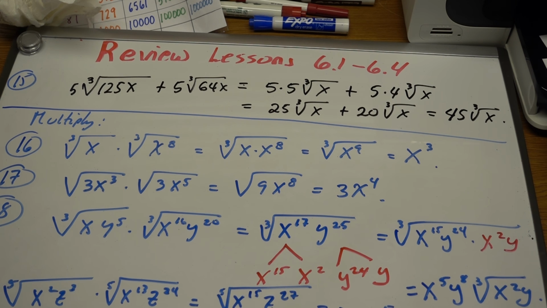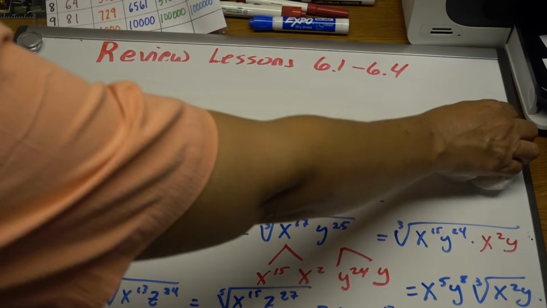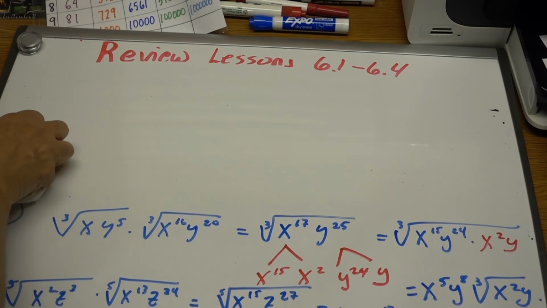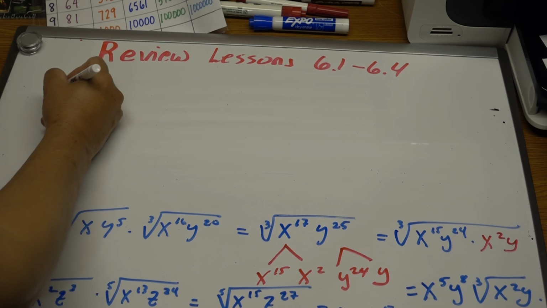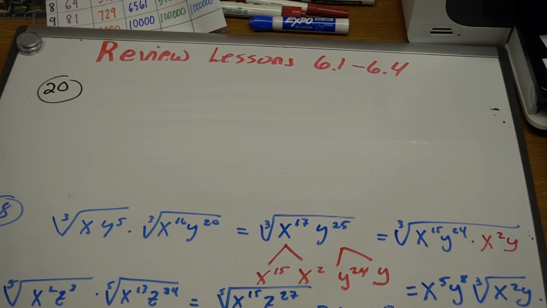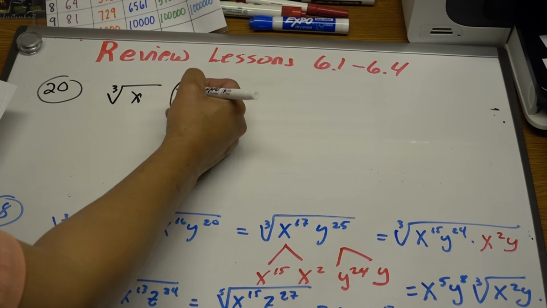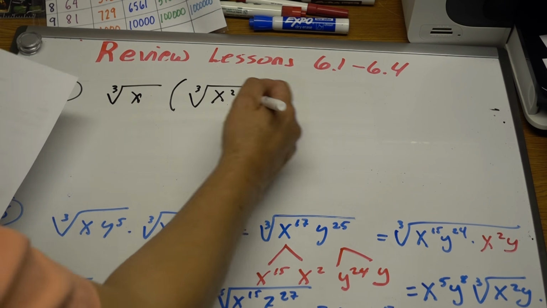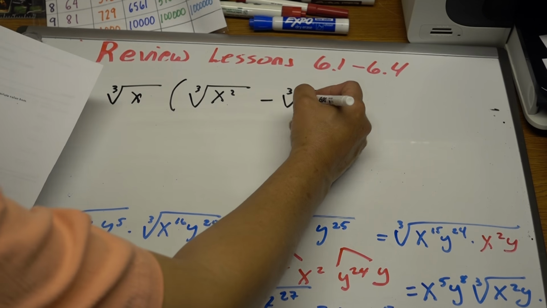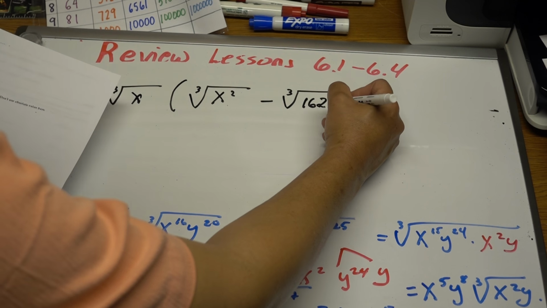One more. Let me solve number 20. It is the last problem in this set. So I'm going to erase this part on the top to do number 20 here. Okay, number 20. Number 20 is multiply the cube root of x times the cube root of x squared minus the cube root of 162 x to the 2nd power.